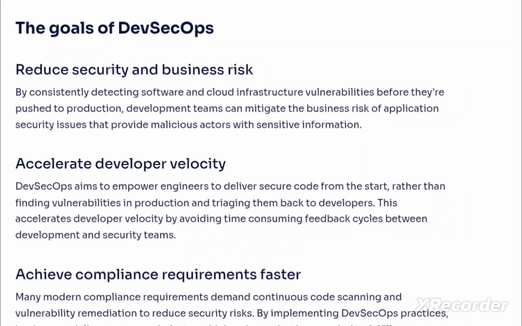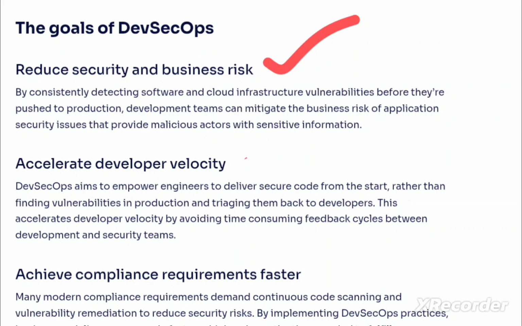Now coming to the goals of DevSecOps. The first goal of DevSecOps is to reduce security and business risk by continuously detecting software and cloud infrastructure vulnerabilities before they pass into production. Before they enter production, in the development team itself, they are identified. Especially the development team can mitigate the business risk of application security issues that provide malicious actors with sensitive information.